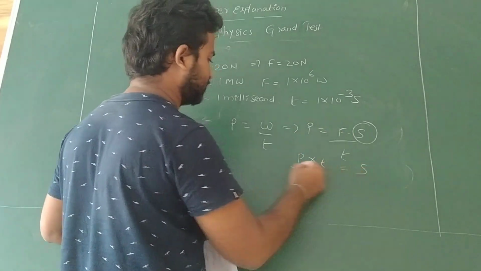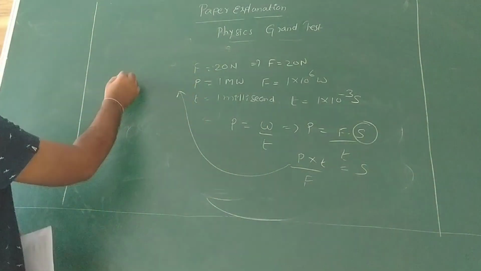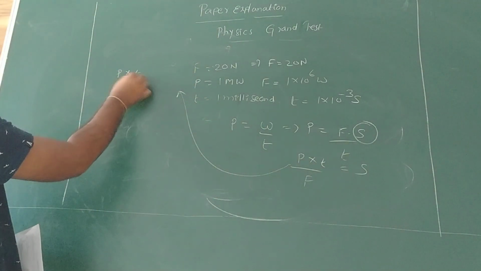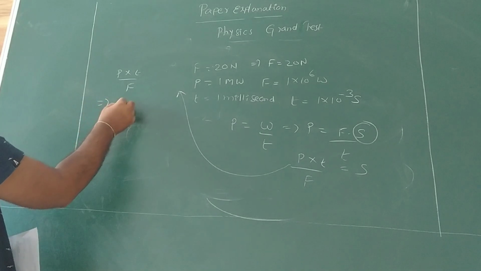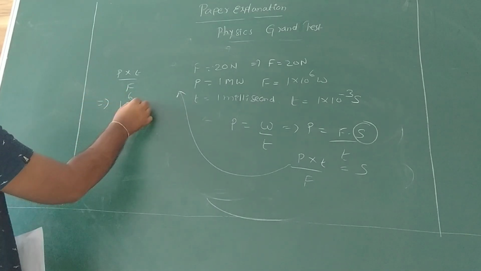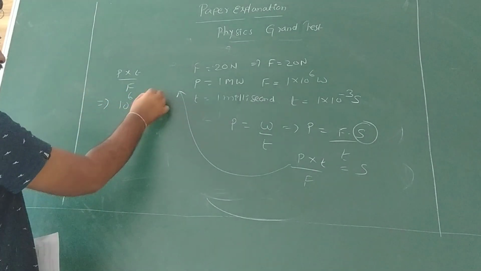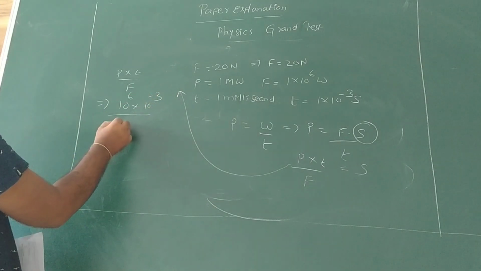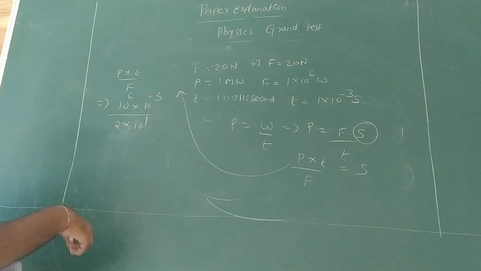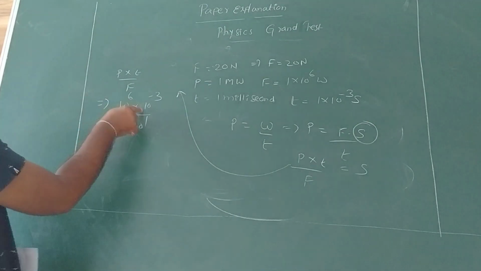It becomes S. Then here I will calculate P into T by F. T means 1 into 10 power of 6? T means 10 power of minus 3. F means 20, I will write like this, 2 into 10 power of 1. Then 10 power of 6, 10 power of minus 3.